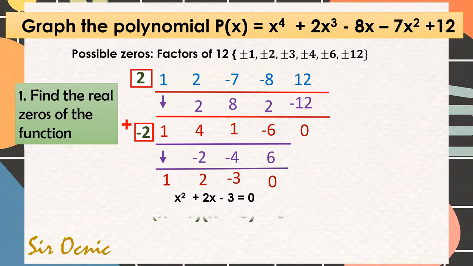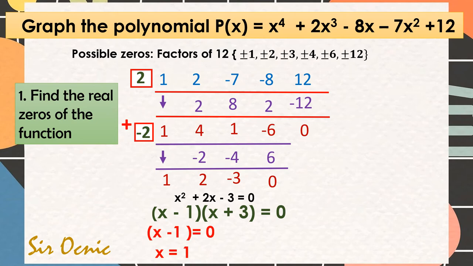Factoring the trinomial, we have the quantity x minus 1 times the quantity x plus 3. Equating both factors to 0 to solve for the value of x, we will then have x equals 1 and x is equal to negative 3. Therefore, the zeros are 2, negative 2, 1, and negative 3.